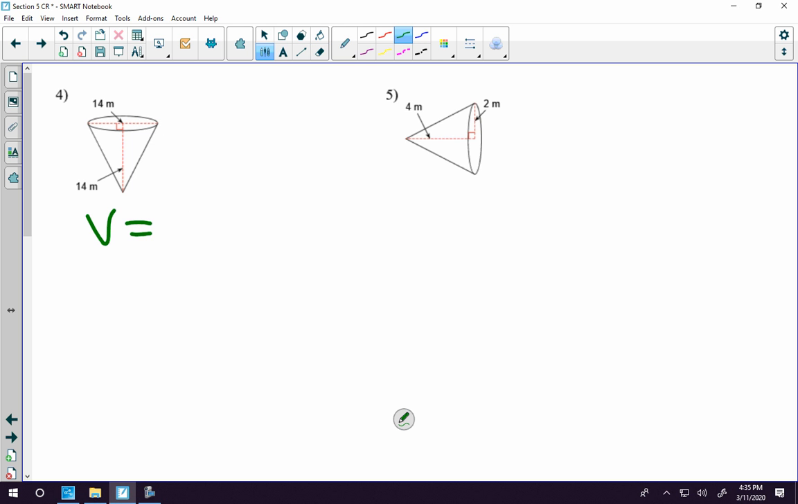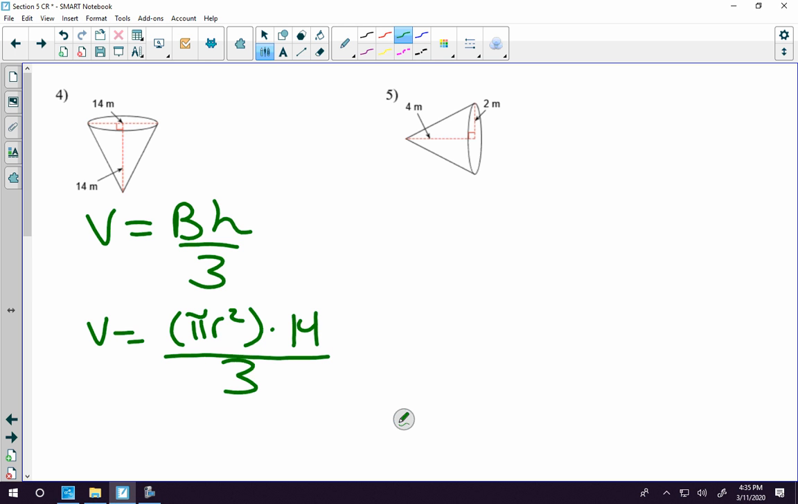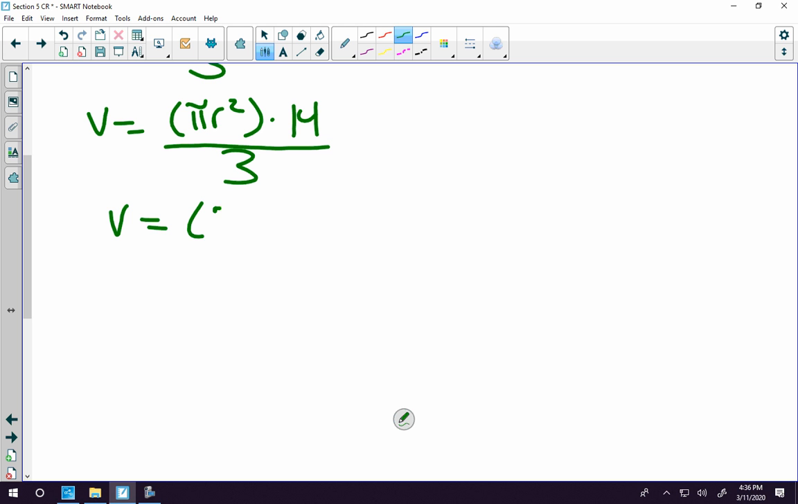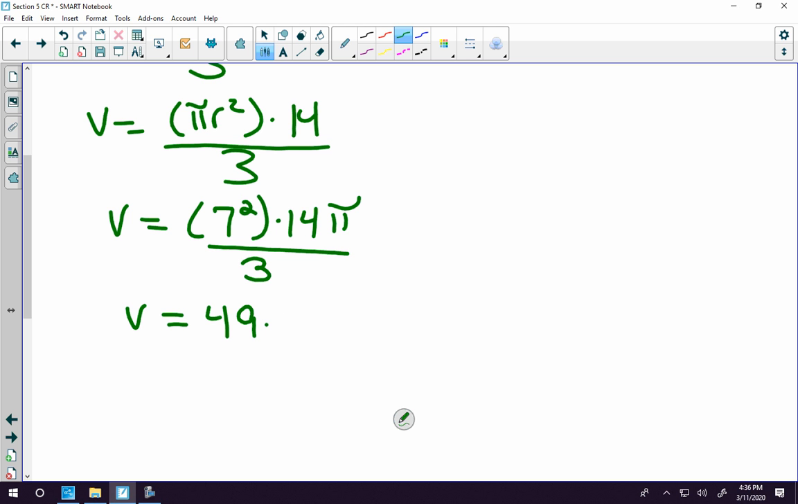So our volume formula, okay, is we're stacking circles, and we're stacking them 14 meters high, and then we're going to divide by 3. Okay, so we're stacking circles. So pi r squared. Okay, we're going to stack them 14 high, and then we're going to divide by 3 at the end. The diameter of this circle is 14 meters. Therefore, the radius is half of that, 7 meters. So the radius is 7 meters. So we're going 7 squared times 14 pi divided by 3.